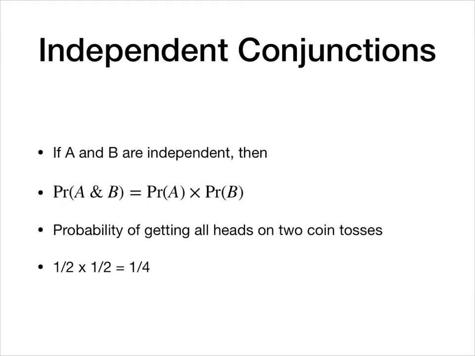So here are independent conjunctions. If A and B are independent, then the probability of A and B is equal to the probability of A times the probability of B. If they're independent events, then the conjunction just multiplies the 2 simple probabilities together. The probability of getting all heads on 2 coin tosses is equal to 1/2, the probability of getting heads the first time, times 1/2, same the second time. If we multiply those 2 together, we get 1/4.